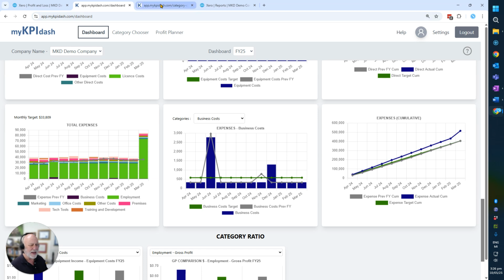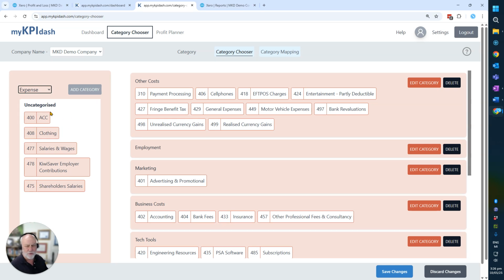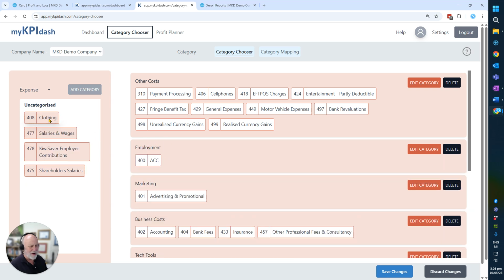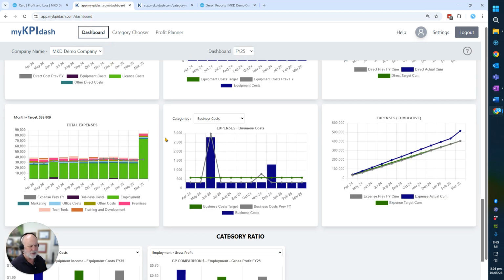If you haven't already done that, please jump into it and set them up for each of your 3 account types. It's just a case of creating the category and then dragging and dropping the uncategorized accounts into it and then saving when you're finished. And then you can go back to the dash and you can see better graphs.